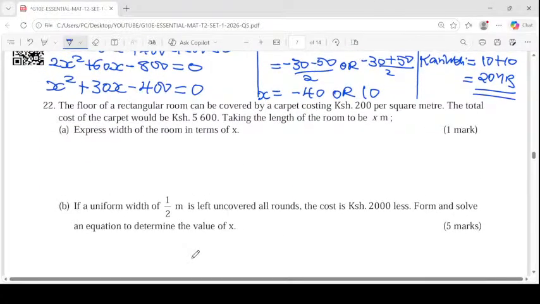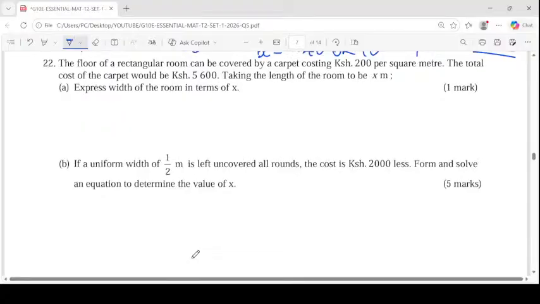Let us now go to question 22, ladies and gentlemen. Question number 22. The floor of a rectangular room can be covered by a carpet costing 200 shillings per square meter. The total cost of the carpet will be 5,600 shillings. Taking the length of the room to be x meters, express the width of the room in terms of x.